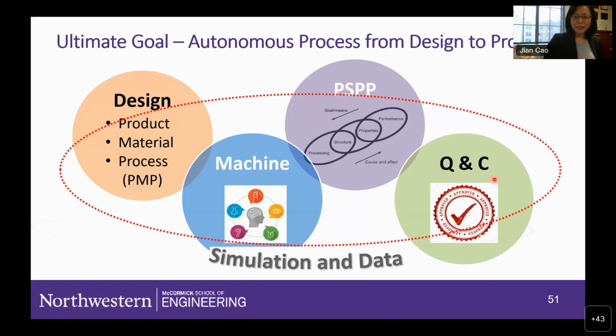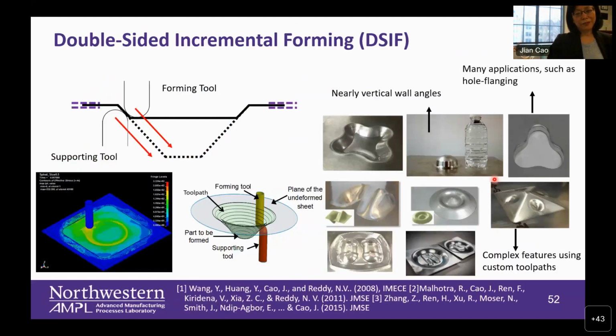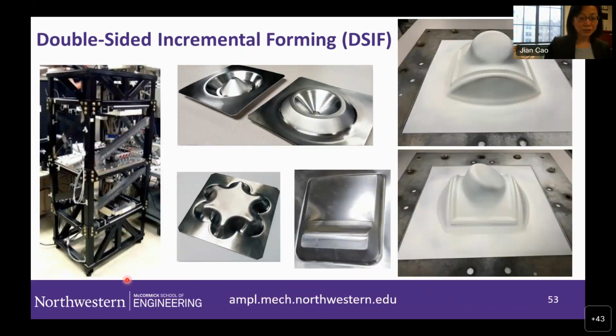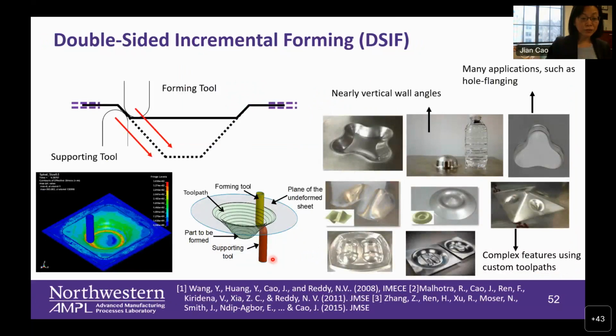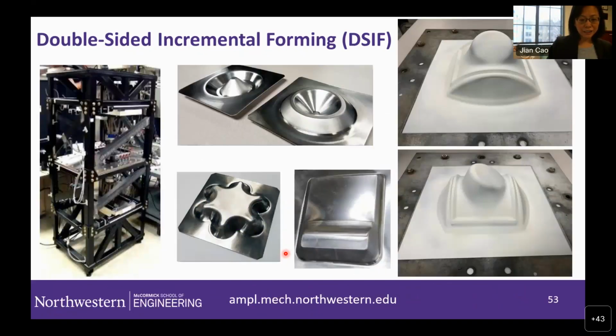So the other part, which I'm going to finish up really quickly, is the other process that we do in our lab for flexible manufacturing, called double-sided incremental forming. For this one, we actually build our own machine as well. And instead of using tooling, we use, as I mentioned, two geometry-independent tools that move around, CNC controlled, and you can make very different parts.